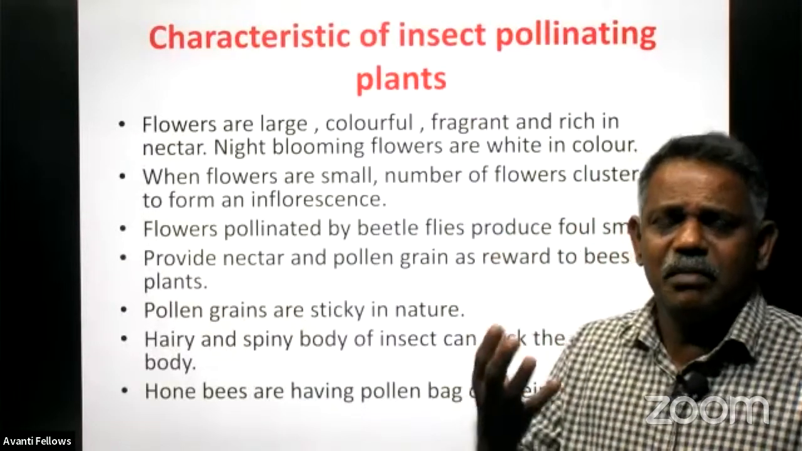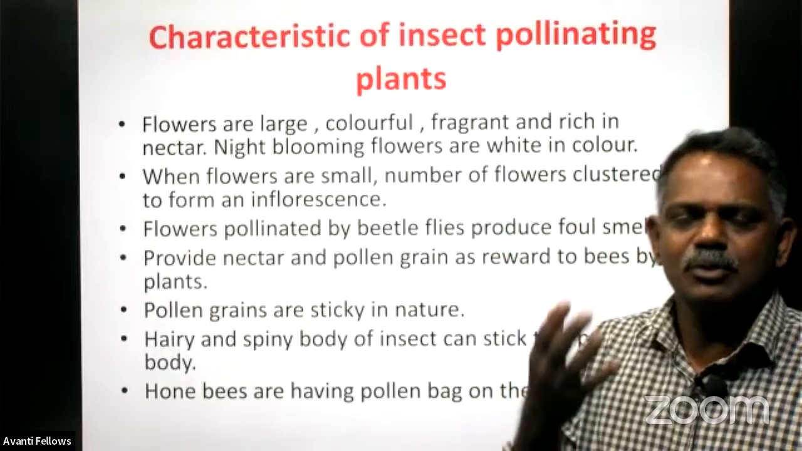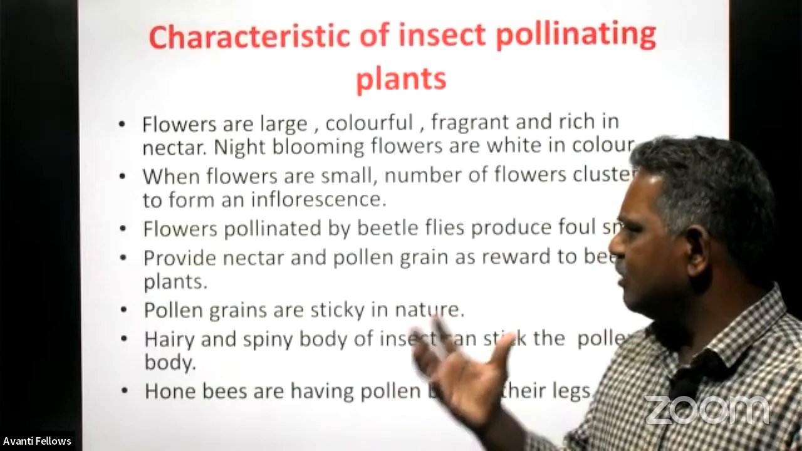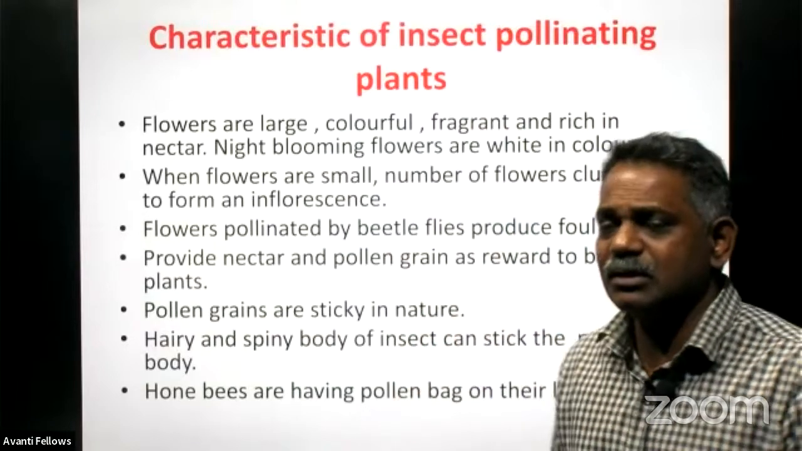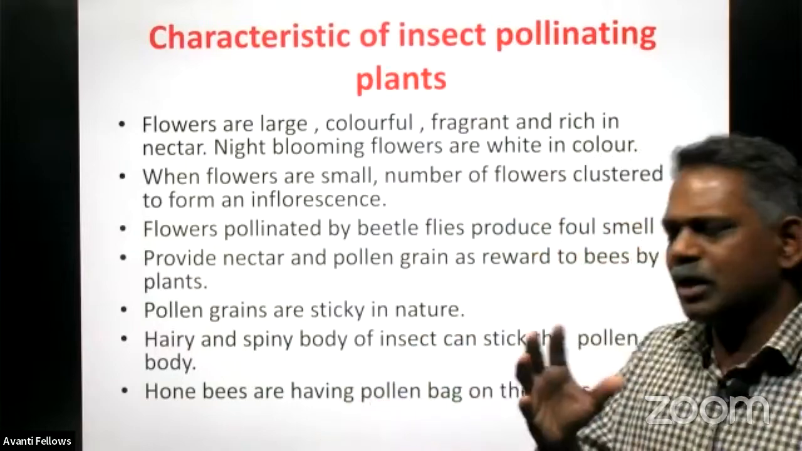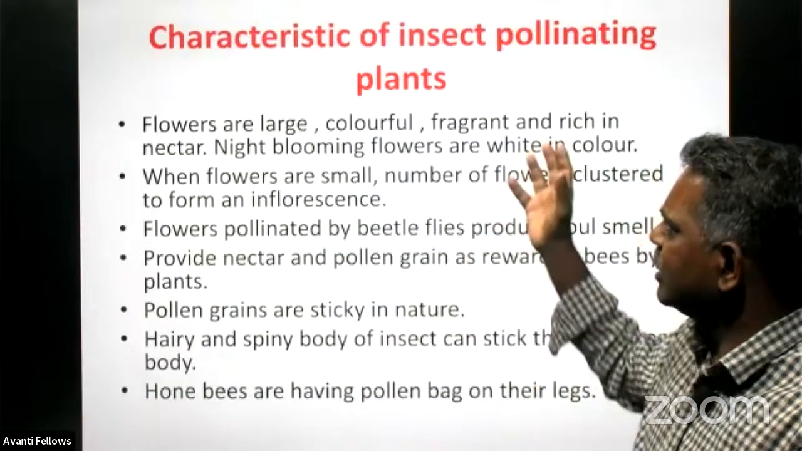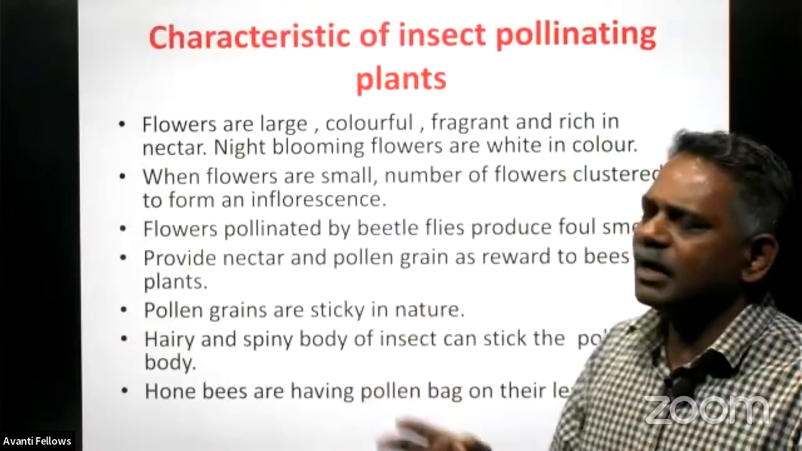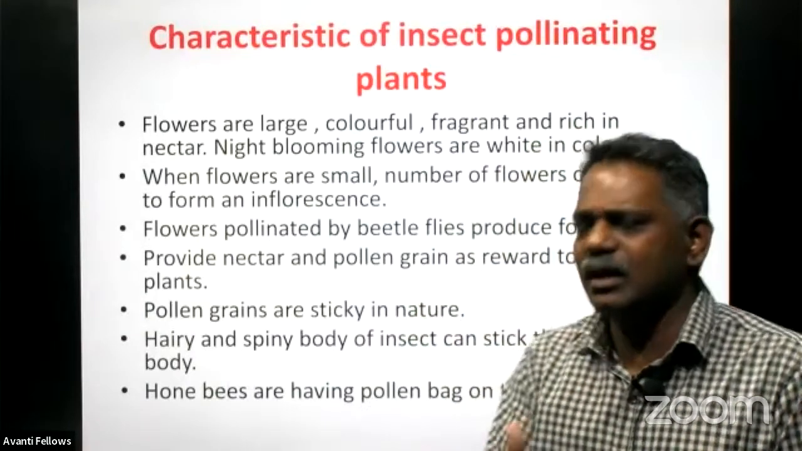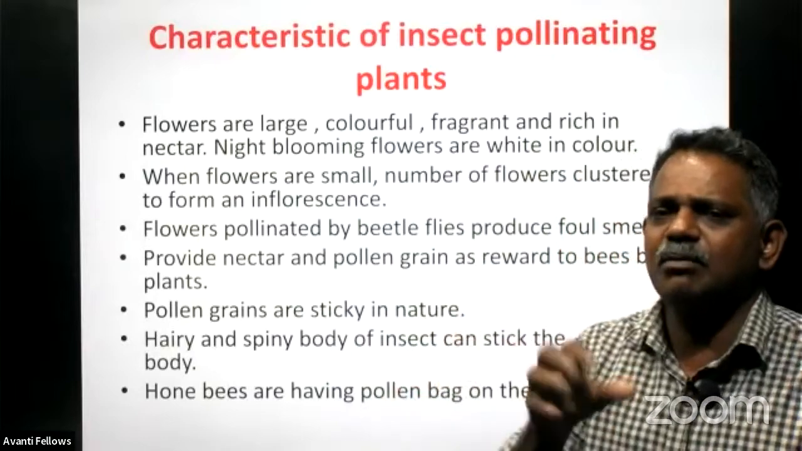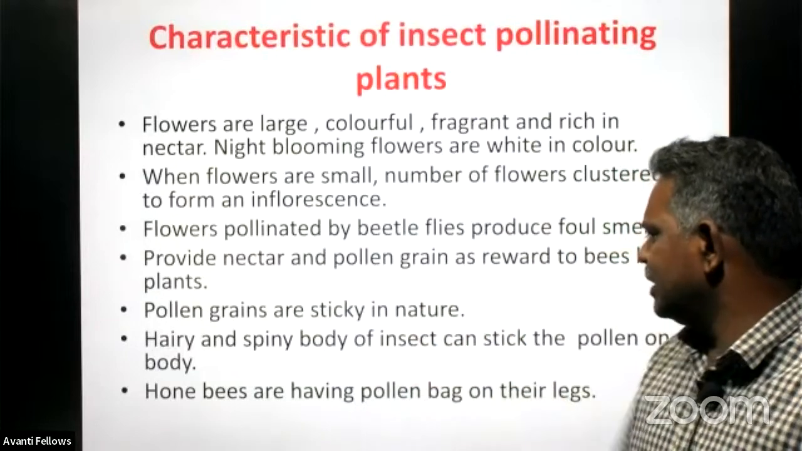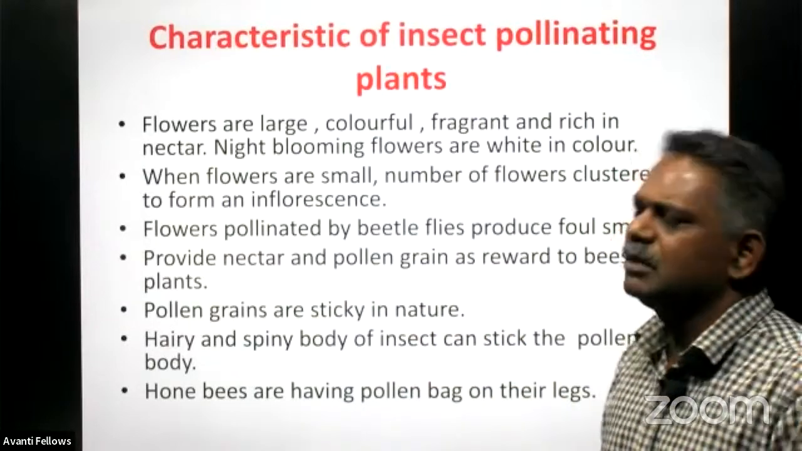Whenever these bees help the plants to do pollination, as a reward in return, these plants give a huge quantity of nectar as well as pollen grains. And pollen grains are sticky in nature. Insect pollinating plants produce pollen grains that are normally very sticky, so that they can stick to the body of the insect, and the hairy and spiny body of the insect can hold the pollen grains.